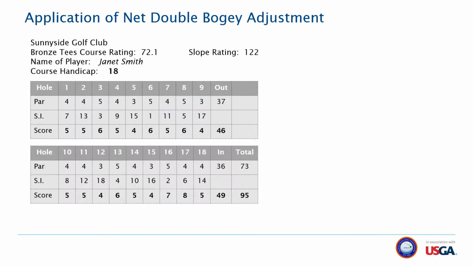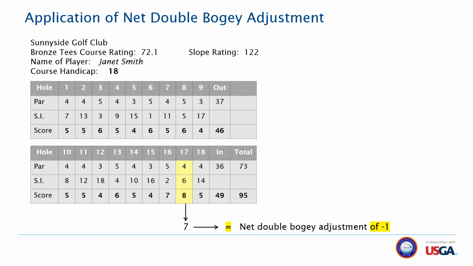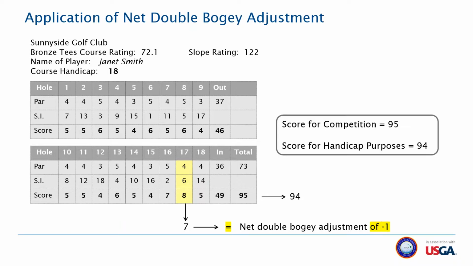And so to look at another example, if you're looking at Janet Smith here with a course handicap of 18, you can see on the 17th hole with a stroke index of 6, the double bogey adjustment of -1 for her because of the par plus 2, plus given 1 stroke, because the maximum score is 7. So for the purposes of handicapping, her score posted will be a 94, but for a competition, her score is a 95.